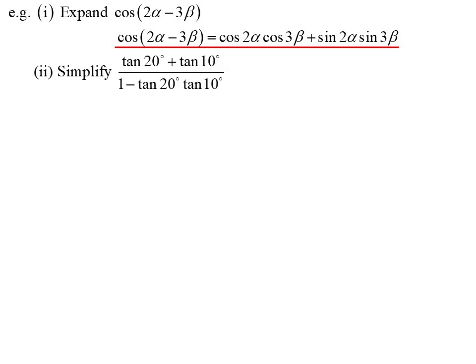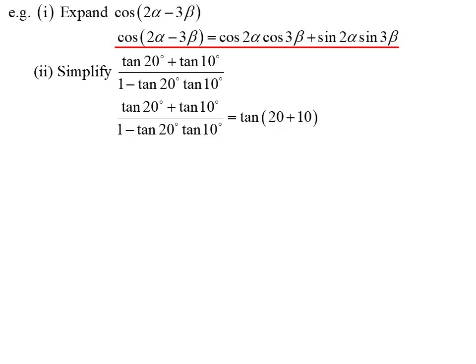If I had to simplify this expression, but what I notice, look at the form of it. Hang on, it's tan plus tan on 1 minus tan tan. Therefore, that's tan of 20 plus 10, tan of 30, which we know is 1 on root 3.